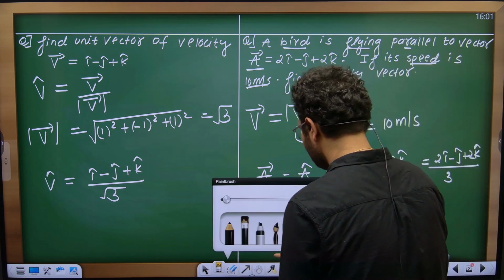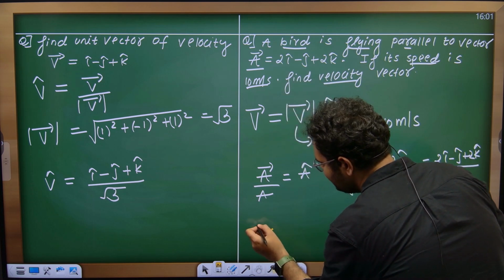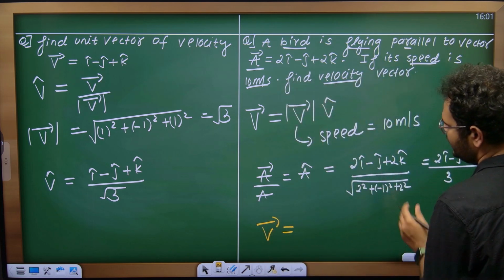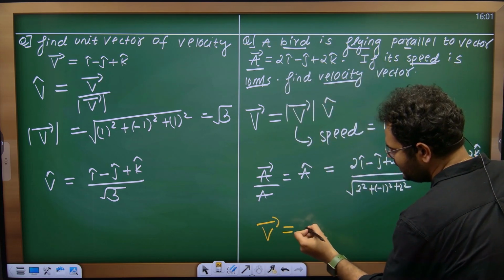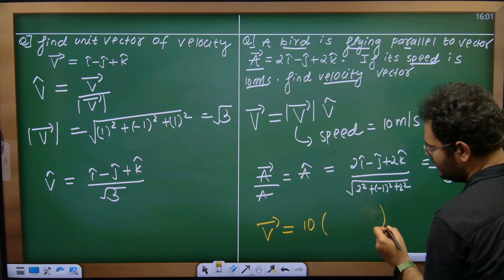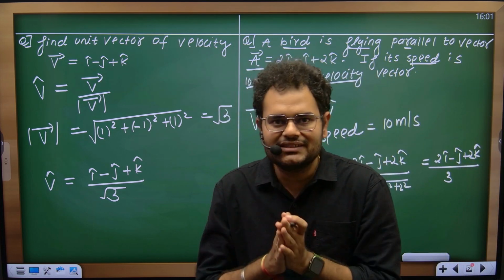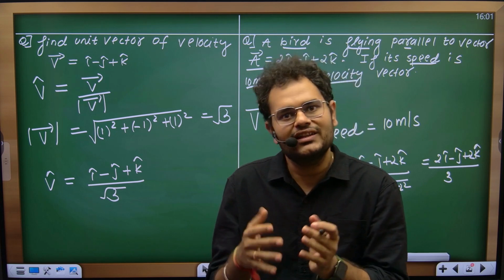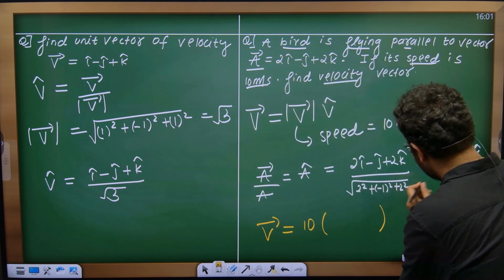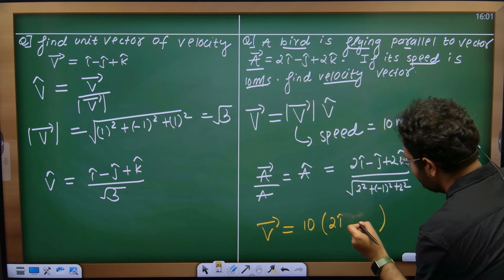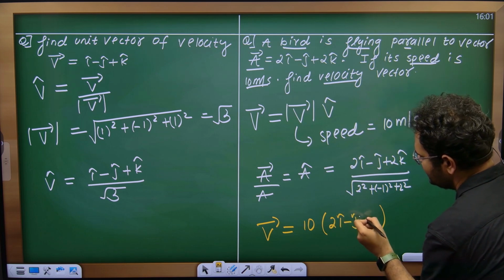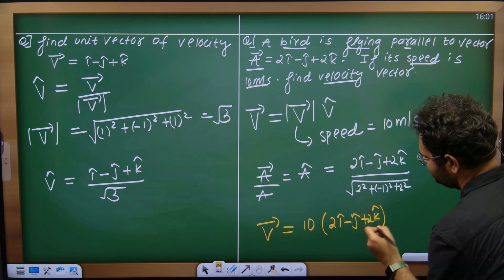What is the answer for velocity? So the velocity vector is nothing but its magnitude, that is speed, 10, into direction. The direction of a vector and v vector is the same. That's why I have taken directly the unit vector of a, and that will multiply. So what is the unit vector of a? 2i minus j plus 2k, divided by 3.